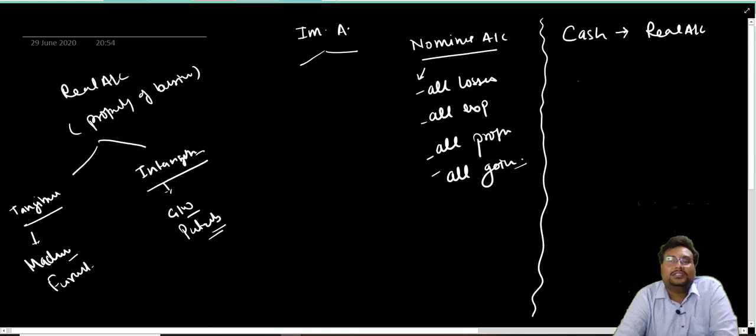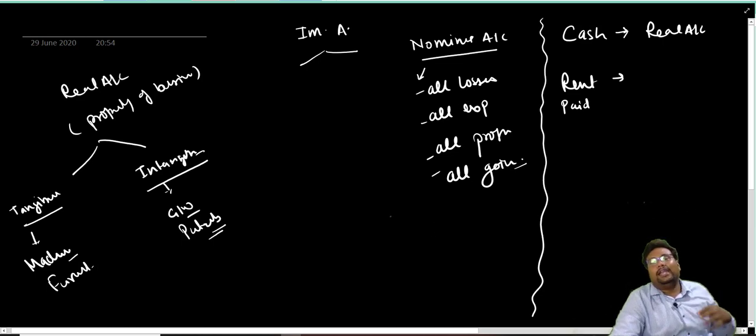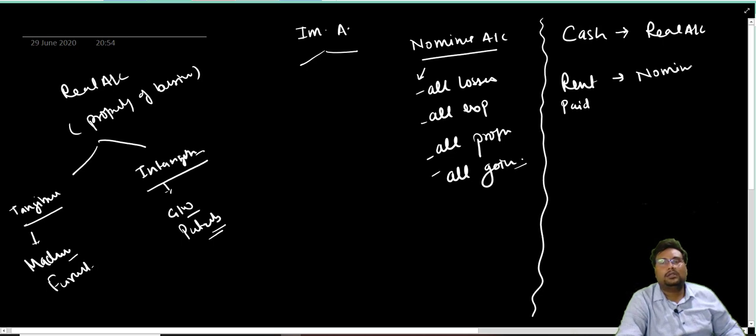Very simple. Suppose we give rent to someone. Rent paid. We give rent to someone. So rent paid will be coming under which account? Dekho, we are paying rent, doing the expense. So all expenses come under the nominal account. Ram. Ram is what, beta? Real person.